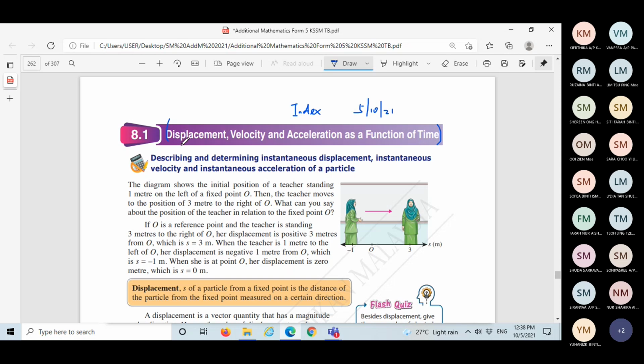First of all, you have to know that displacement, velocity and acceleration, these three are vector quantities. So we will continue. Okay, you look at this diagram. This is a teacher. And then you go to this paragraph.